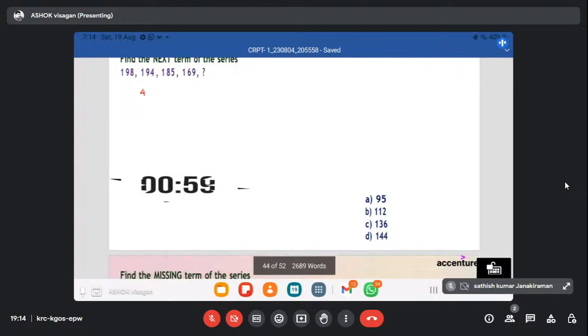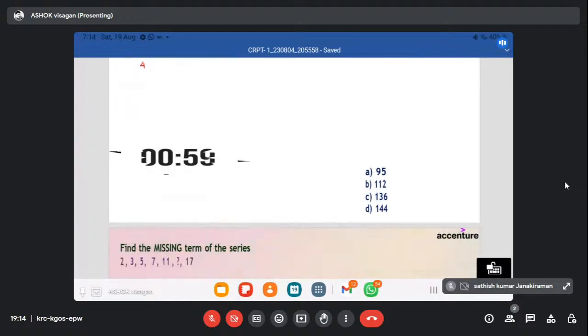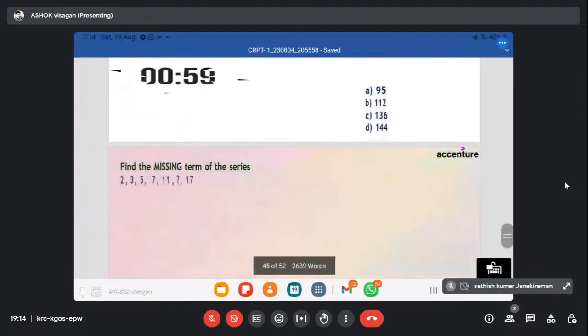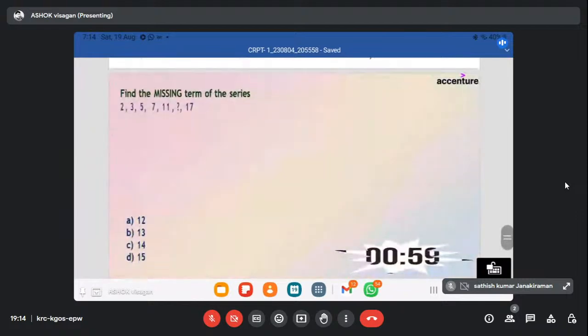Okay. So in Accenture, basically they will give you very, very basic level questions only. So here we need to find out the missing term. The missing term is also the same thing, only number series only. We need to find out the missing term. So 2, 3, 5, 7, 11, space, 17. Just imagine this question was asked in Accenture. Just look at the standard of the question. In Accenture, you'll be getting very, very easy questions only.